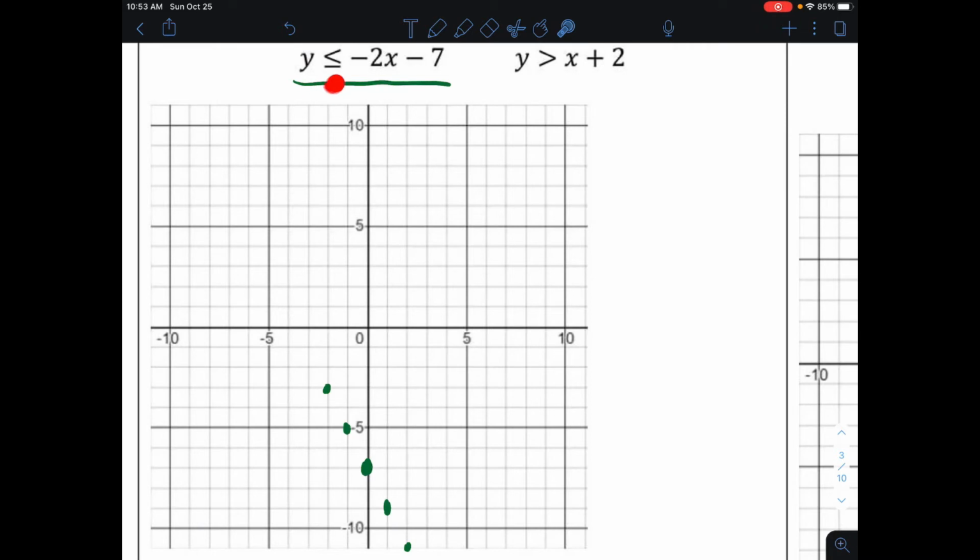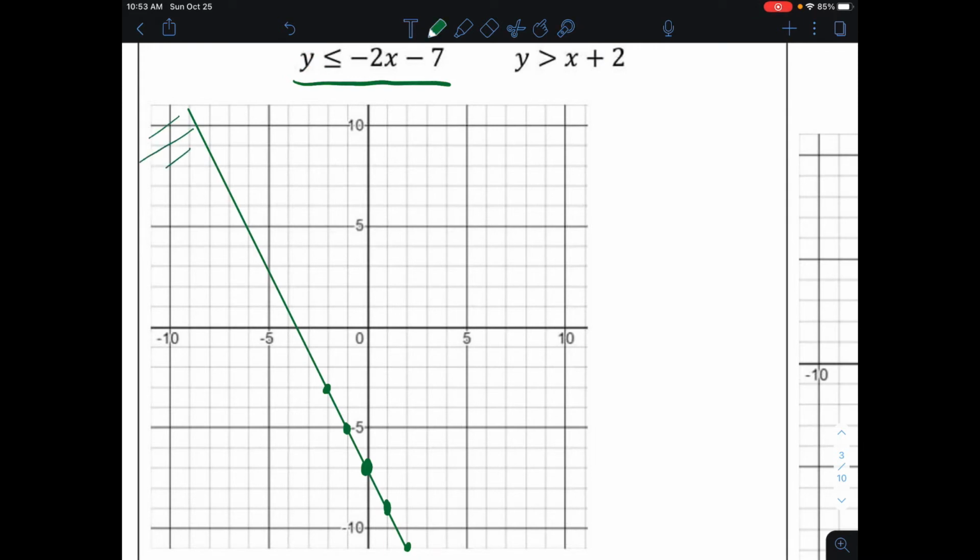It's a solid line because of that inequality symbol. I connect those dots with a solid line, going all the way through those points, and we have that line there. Now I have to figure out how to shade. Y is on the smaller side of the inequality, so I have to shade below the line.